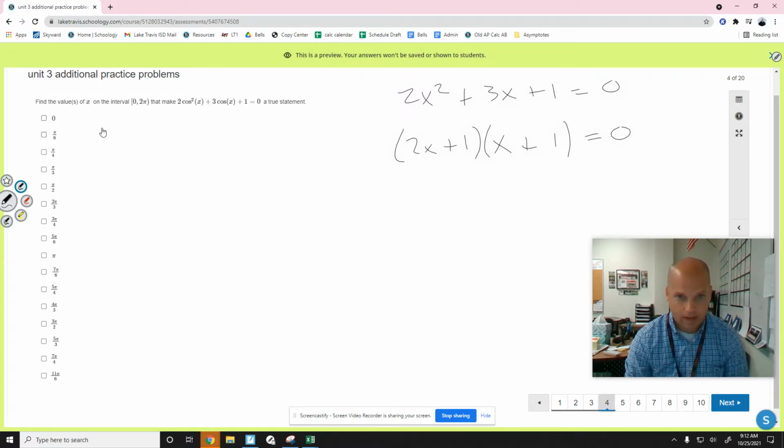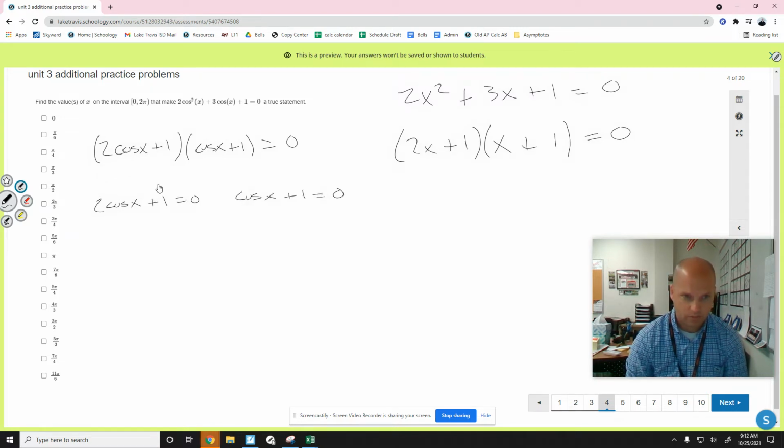So that's good. I will rewrite 2 cos squared x plus 3 cos x plus 1 as 2 cos x plus 1 times cos x plus 1, and that equals 0. A product set equal to 0, as long as each individual piece of the product equals 0, we'll have solutions. So I have two equations from that: this equal to 0 and this equal to 0. For both of them I will isolate the trig function by subtracting and dividing. Here I'm just going to subtract.